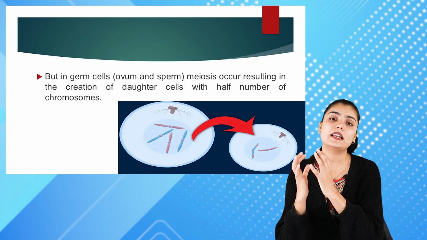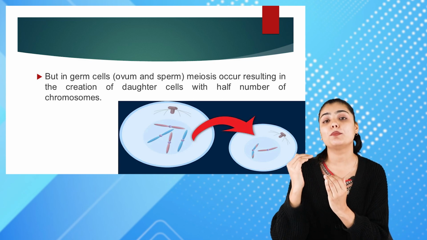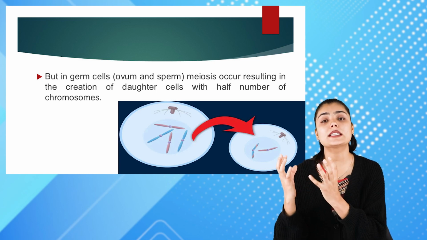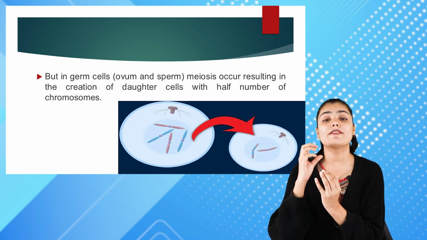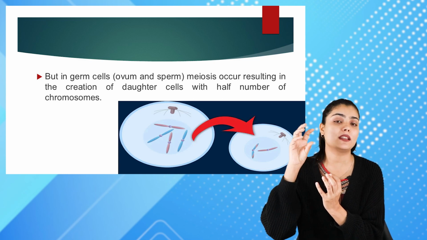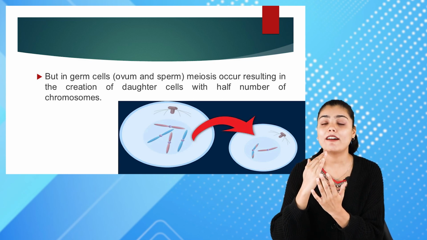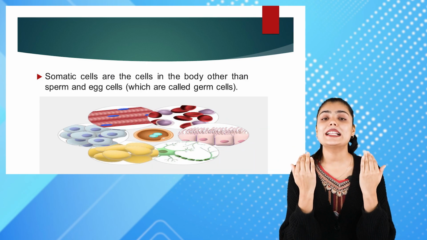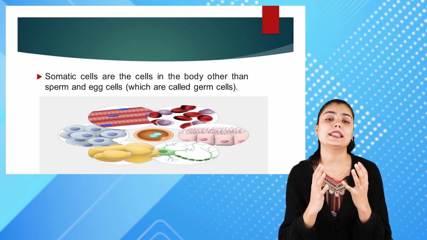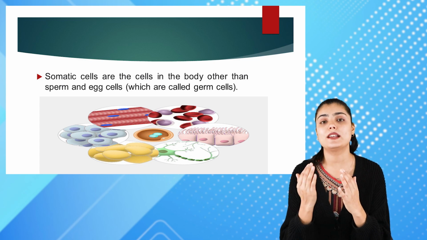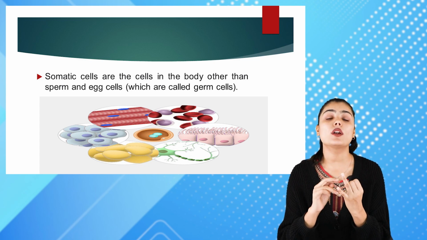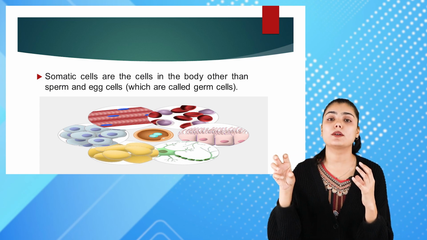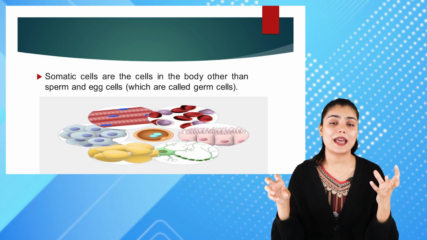Whereas the gamete cell or the germ cell undergoes meiosis, which is a form of cell division, and after meiosis, the daughter cells will not have the exact number of chromosomes that the mother cell had, but will have half of the number. Somatic cells are the cells in our body other than the gamete cells or the germ cells, which include the ovum or the sperm cell.